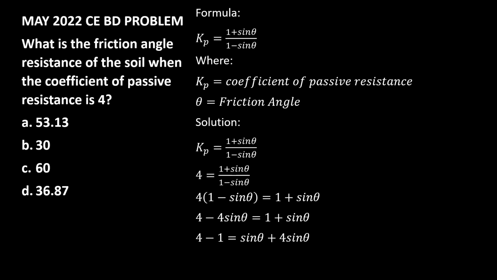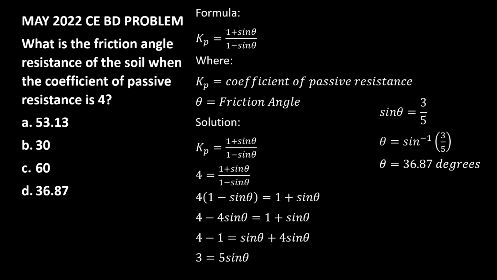Still, we have to simplify the equation. Afterward, our equation now becomes 3 equals 5 sine theta. In continuing the solution process, we have now sine theta equals 3 over 5. And now we have the value of theta as inverse sine of 3 over 5. Finally, the value of theta is equal to 36.87 degrees. Therefore, our friction angle is equal to 36.87 degrees, and our answer is letter D.